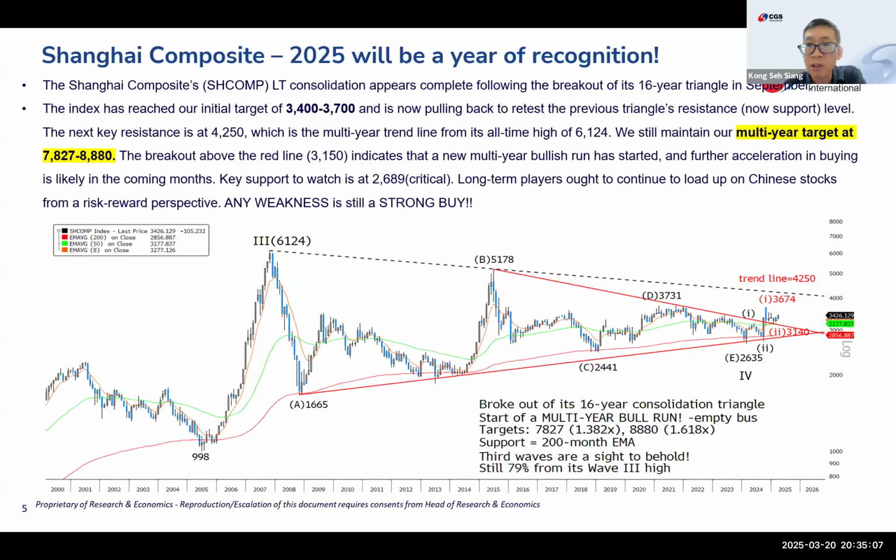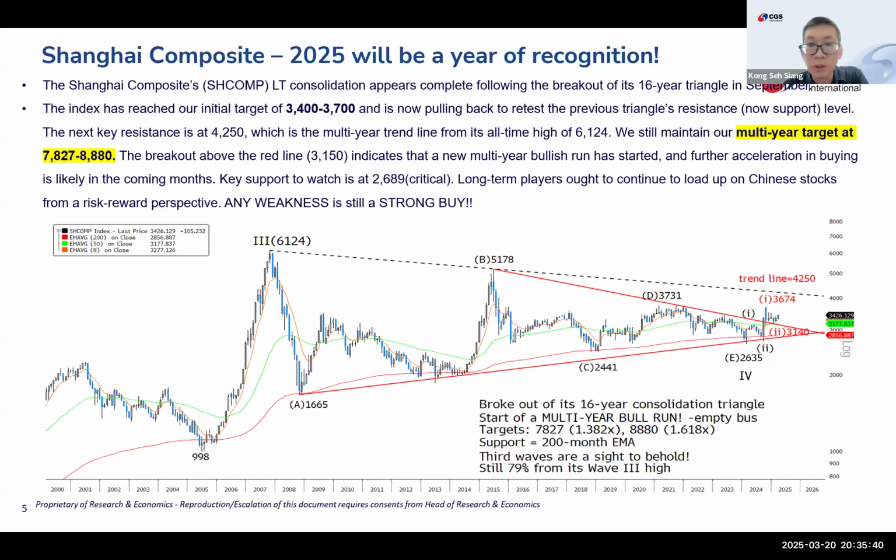So we have our long-term targets. We expect prices to go to new all-time highs. The all-time high is 6,124 here for the Shanghai Composite. We have targets of about 7,008 to about 8,008. Of course, it won't be within a few weeks. This is a multi-year breakout, so it will take some time to get to those levels. But we do expect a move to all-time highs over the next 3 to 5 years.